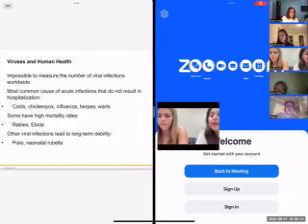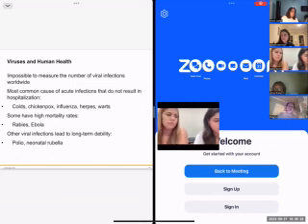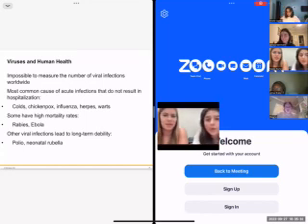Viruses and human health. It is impossible to measure the number of viral infections in the world, and the most common causes of acute infections that do not result in hospitalization are the cold, chickenpox, flu, herpes, and warts. Some, however, do have high mortality rates, such as rabies and Ebola, and other infections lead to long-term debility, like polio and neonatal rubella.